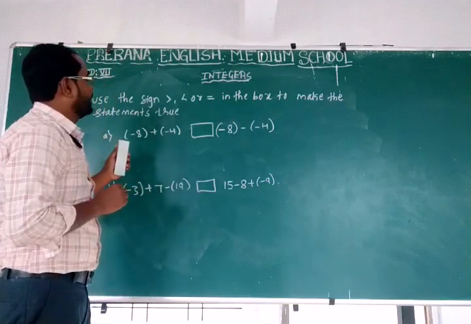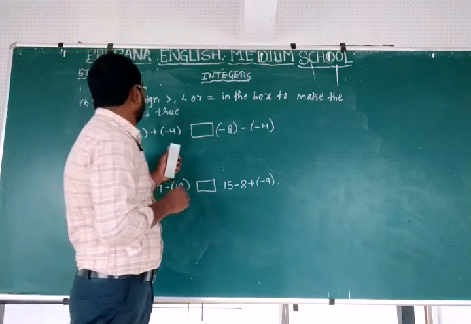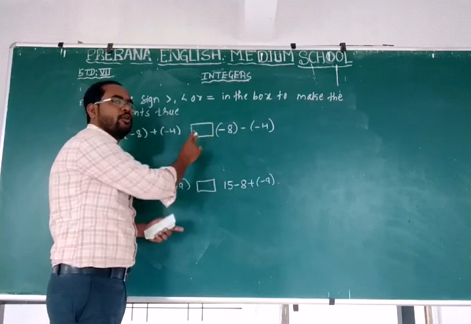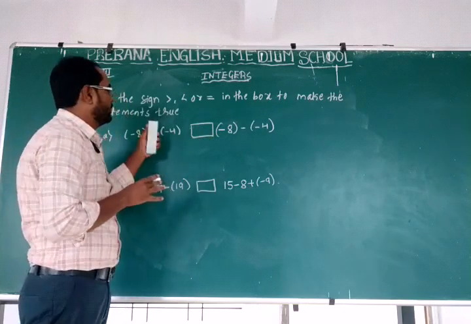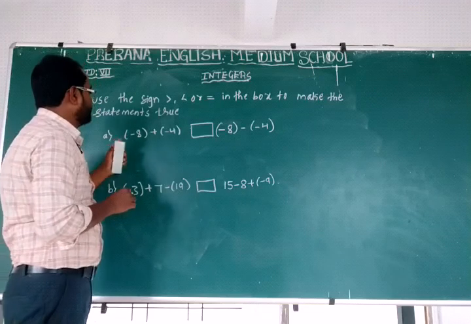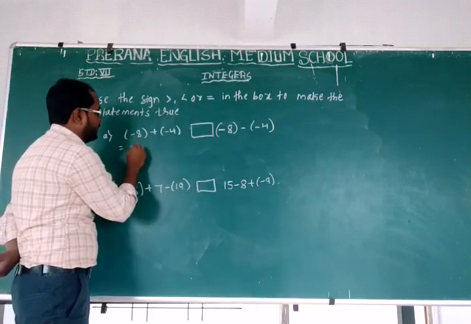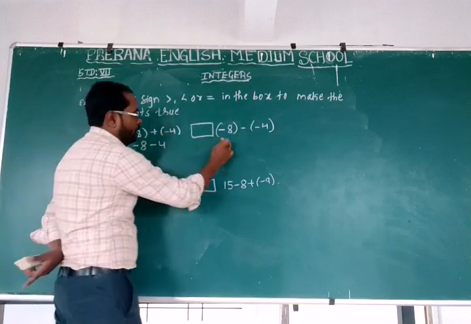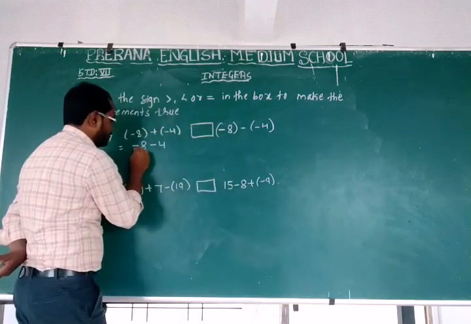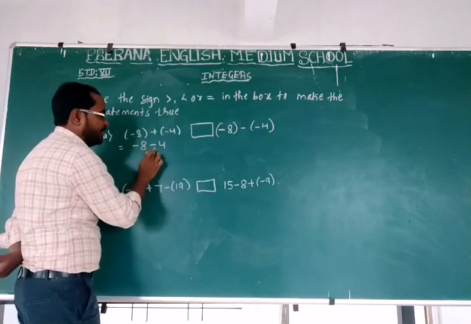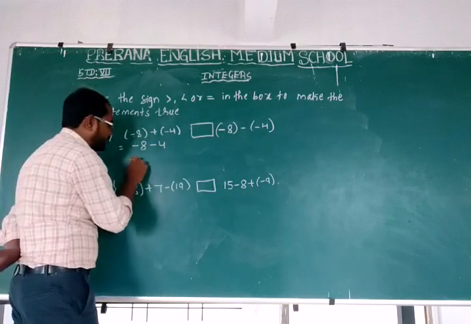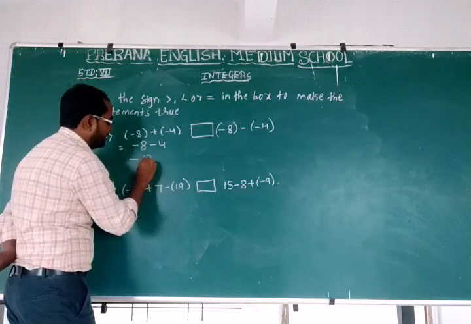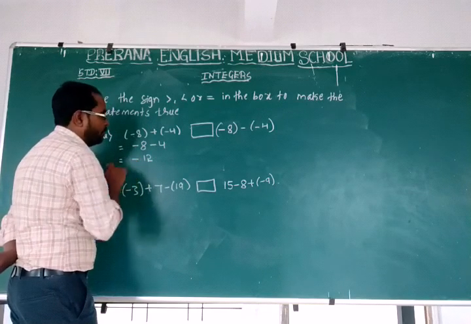Use the sign greater, smaller or is equal to in the box to make the statements true. Here in the box you have to use greater, smaller or is equal to sign to make the statements true. To make that, first we have to solve this. So what is given here? Minus 8, right? Minus 8 plus into minus is minus 4. So here we'll solve this first. Both sides there is a minus, that means you keep the minus sign as it is and add the given numerals. 8 plus 4 will be 12. So minus 8 and minus 4 will become minus 12.